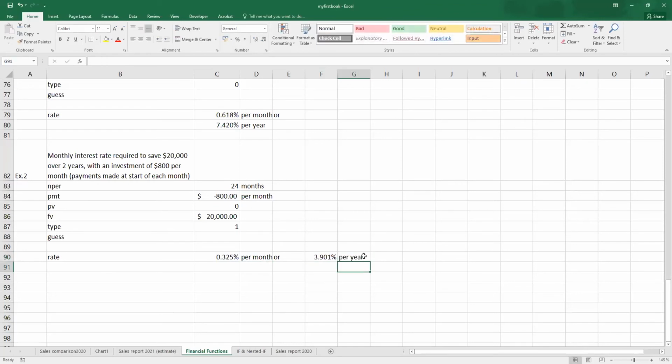So this is the way that we calculate. But actually in this problem, they ask you for monthly interest rate. So just 0.325% per month is enough. Okay, so this is the interest rate that we can calculate. And that's all for the first series of functions, the first series of financial functions that we have to know.